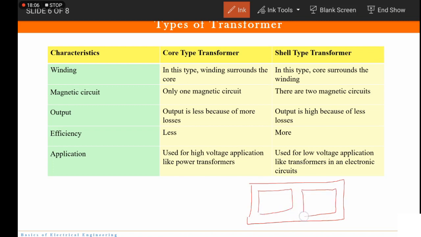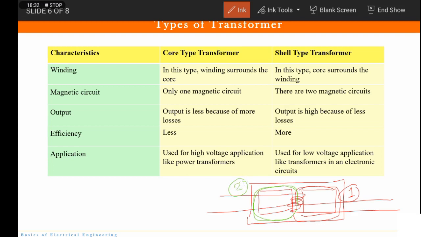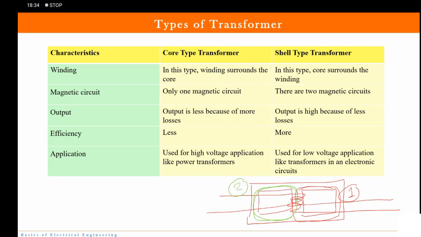Now in shell type transformer, I'll just show it to you. This is how it looks like, right? So here you have something like this. The flux produced travels in this direction. So this is the first magnetic circuit, and half of the same flux flows through this circuit also. So this is the second magnetic circuit. This is how shell type transformer has two magnetic circuits.